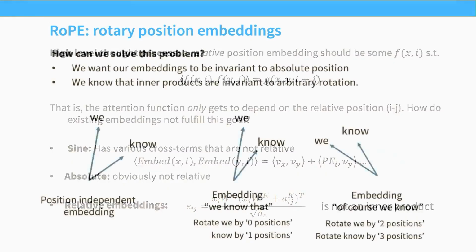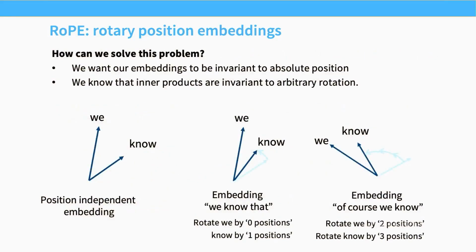So given this, you might ask, is there a nice way that we can truly have this relative embedding? And the idea is very cool. It's really just looking at properties about angles and cosines. We want our embeddings to be invariant to absolute positions. And we know that inner products of any kind are invariant to arbitrary rotation, right? So the idea is to say, I'm going to take my semantic word vectors, the ones that are independent of any position. This is my starting point. And then I'm going to rotate each of these vectors, in this case in 2D, based on the position where the words appear.